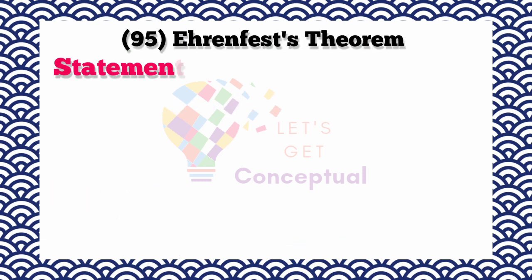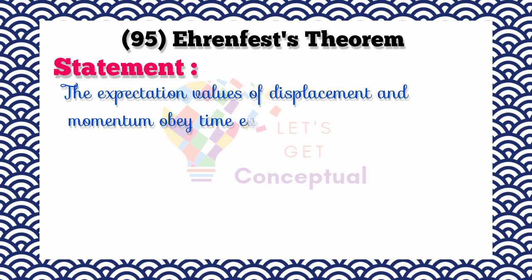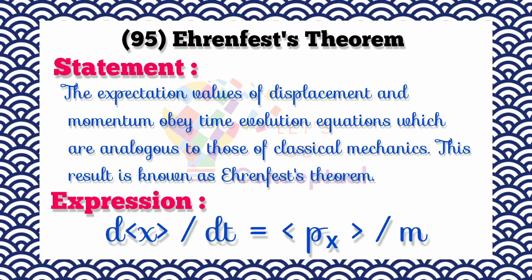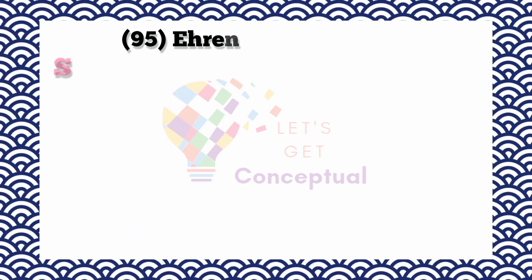Number 95. Ehrenfest's theorem. Statement: the expectation values of displacement and momentum obey time evolution equations which are analogous to those of classical mechanics. This result is known as Ehrenfest's theorem. Expression: d mean x divided by dt is equal to mean p x divided by m.